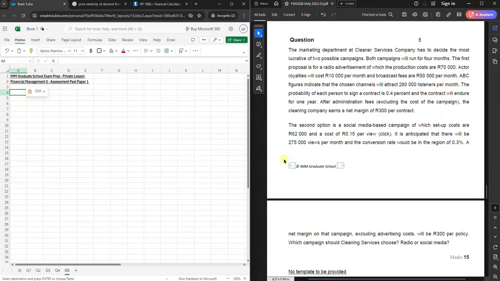ABC figures indicate that the chosen channels will attract 280,000 listeners per month. So we would put that down. The probability of each person to sign a contract is 0.4%, and the contract will endure for 1 year. So of the 280,000 listeners, 0.4 of them are going to sign up, and of those, it's going to be for 1 year. After administration fees, excluding the cost of campaign, so this is another expense, we won't know what it is, but the cleaning company earns a net margin of 300 Rand per contract.